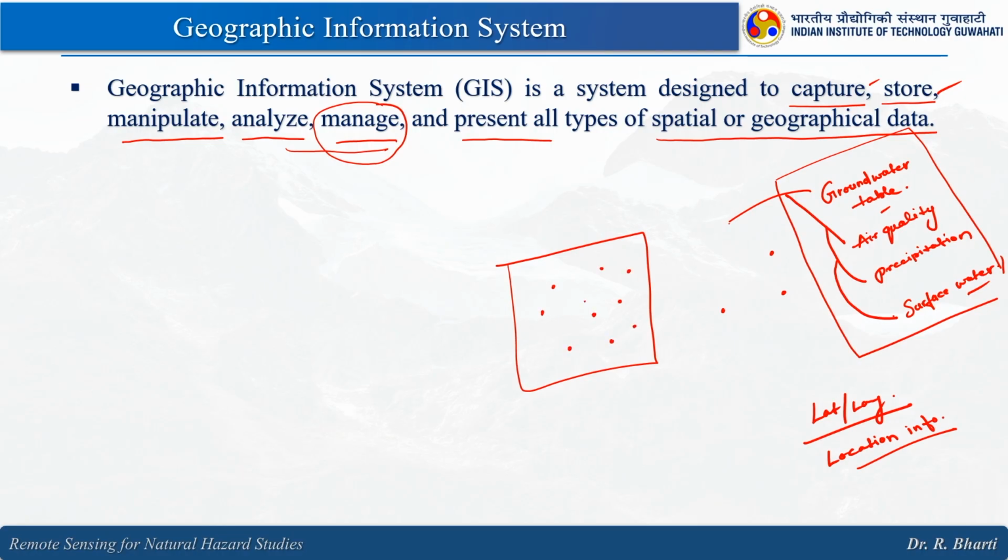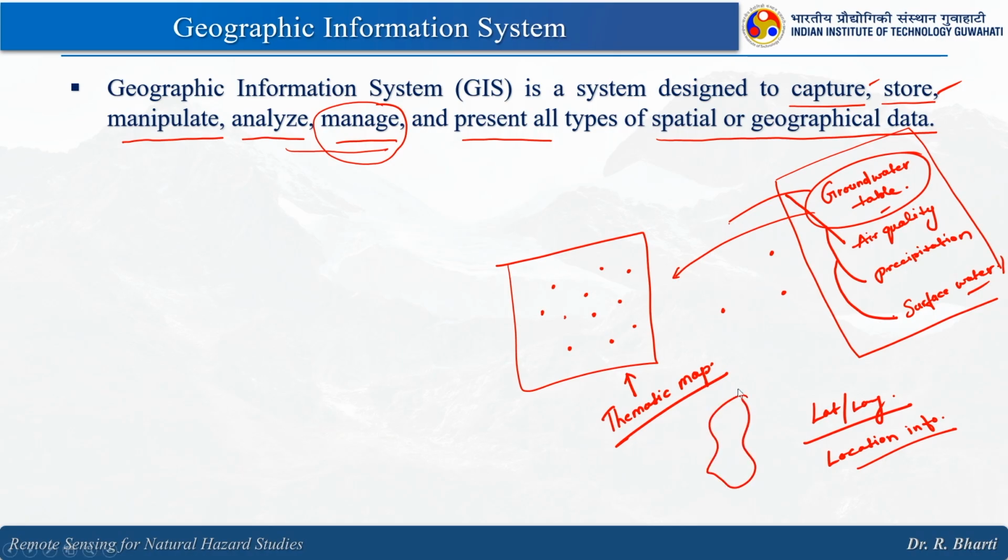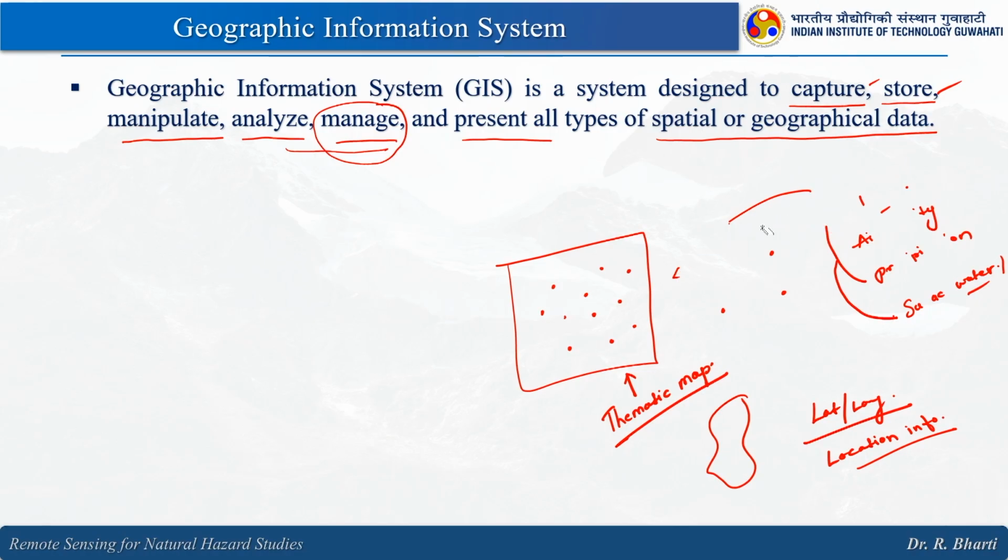So, at a time you can generate one parameter information in terms of map, right. So, those will be called thematic map. That means this particular map has a theme. It can be rainfall. So, we will call it rainfall map. If it is air quality, then we will call it air quality map. If it is surface water availability, we will call it surface water availability map, right. So, like this we continue with this geographic information system.